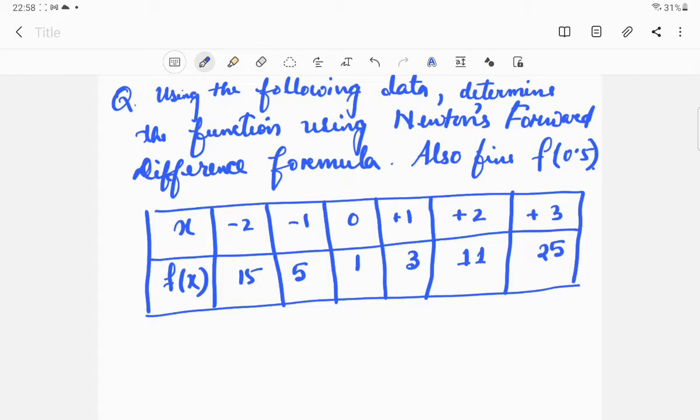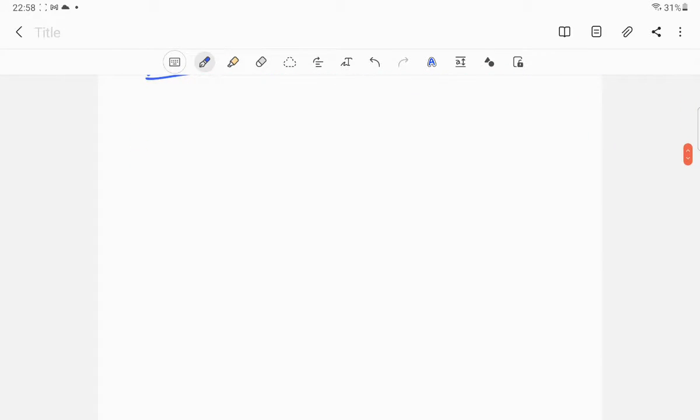Now, I have already shared the note in the Google Classroom, and my suggestion is that you should first go back to the note where we discuss Newton's forward difference method and Newton's backward difference method. All this we have already done, so we are simply going to use that formula for Newton's forward difference method. So I hope you remember that.